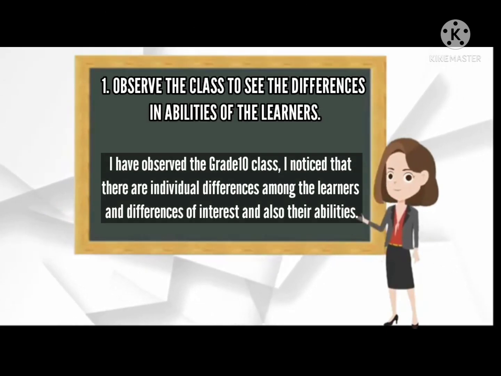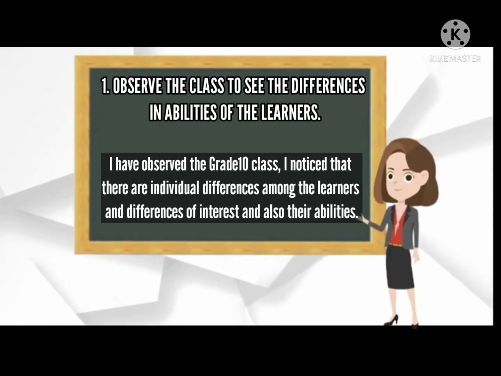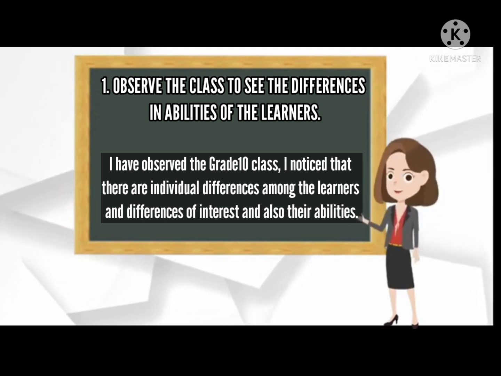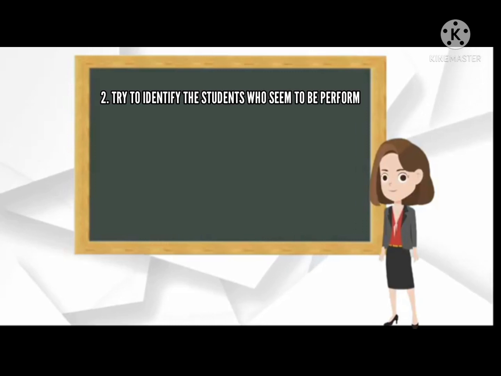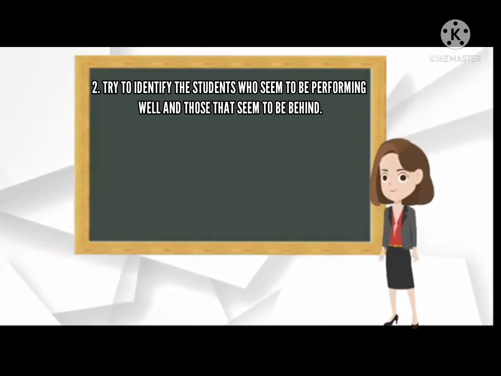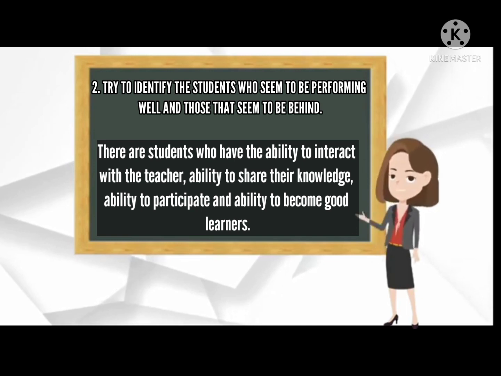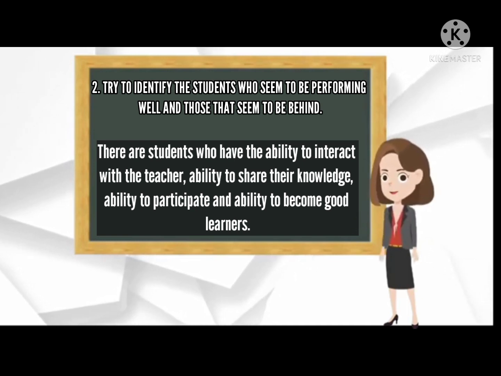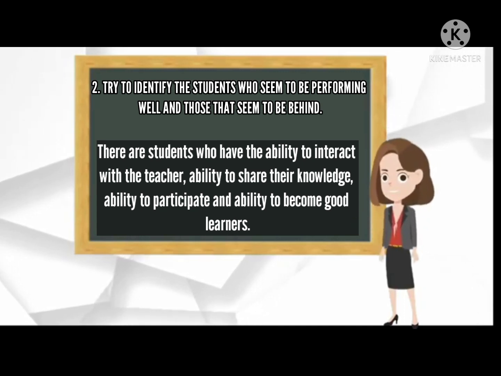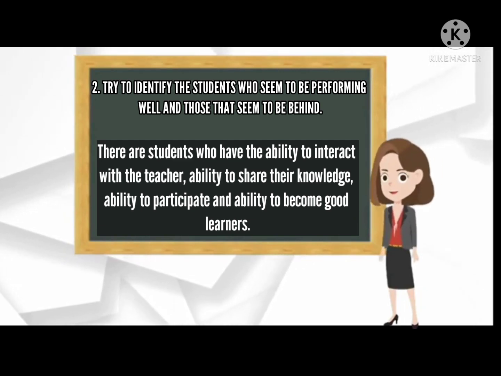As I have observed the grade 10 class, I noticed that there are individual differences among the learners, and differences of interest and also their abilities. Number 2. Try to identify the students who seem to be performing well and those that seem to be behind. Based on my observation, there are students who have the ability to interact with their teachers, ability to share their knowledge, ability to participate, and ability to become good learners.